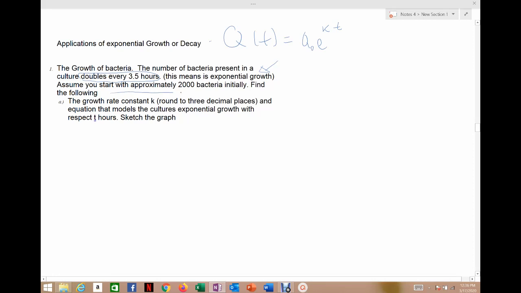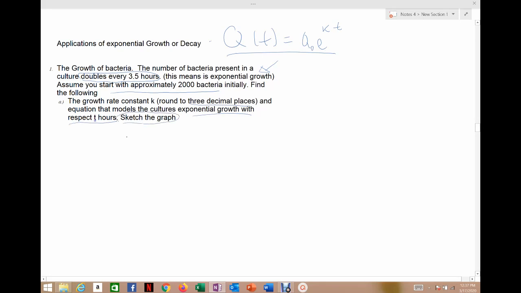Right, so it means this equation. We start with approximately 2,000 bacteria. So at time 0, that's how many bacteria they expect to have been there. Again, these would be like bacteria cells, and then they notice how big it's growing over certain time periods, and then observe. Alright, we started out with 2,000. After 3.5 hours, it doubled to 4,000. We want to find the growth constant, round it to 3 decimal places, find the equation that models the exponential growth with respect to hours, and then sketch a graph. And I'll talk about the sketch when we get there.